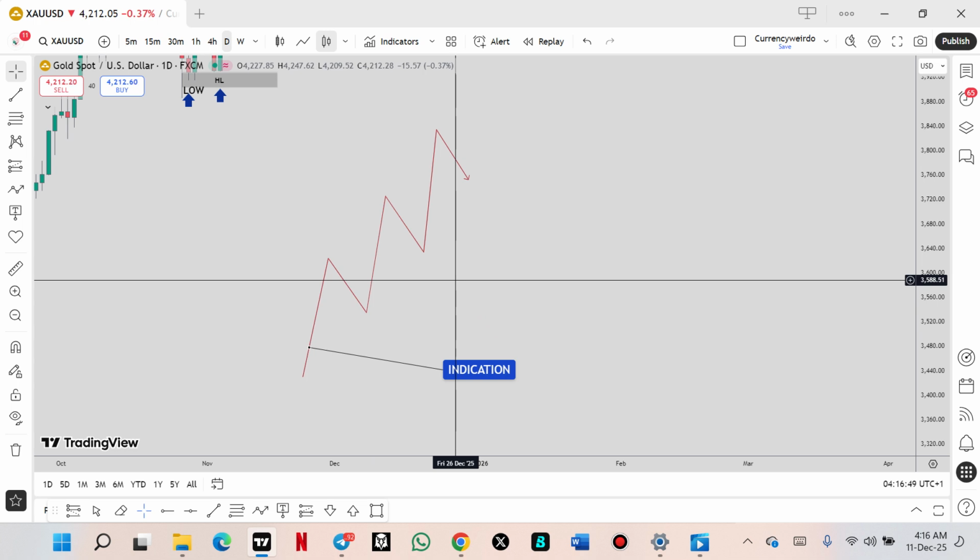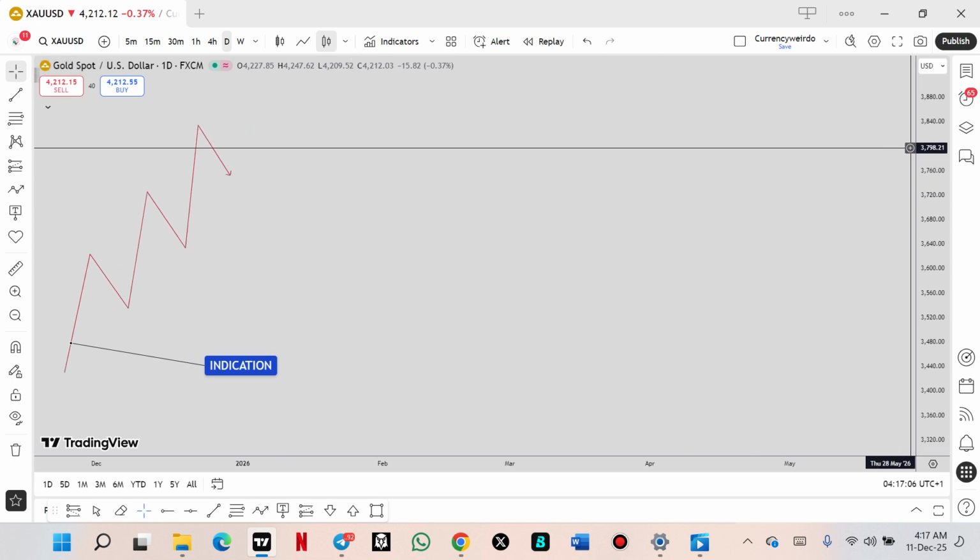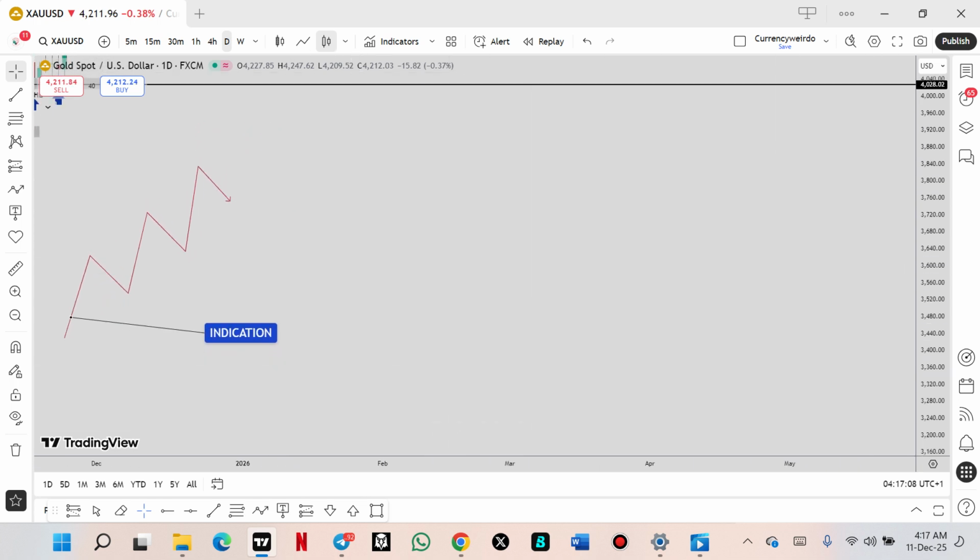You can call it breakout. Most people call it breakout. Now, indication is like the first sign that the market wants to move in a particular direction. It's like the market is announcing, this is what I want to do. And one thing about indication is that indication works with swing highs or swing lows.